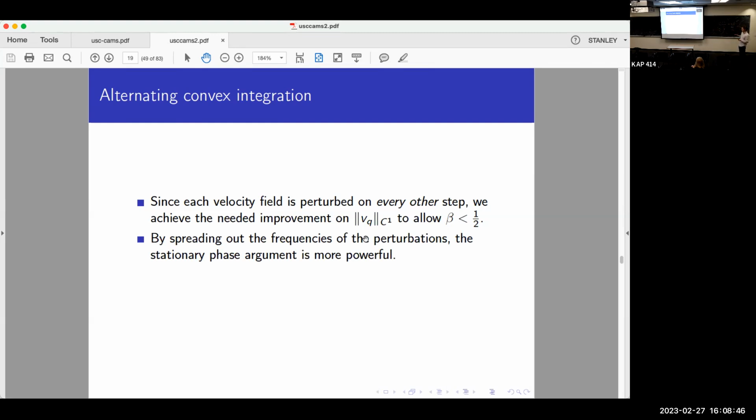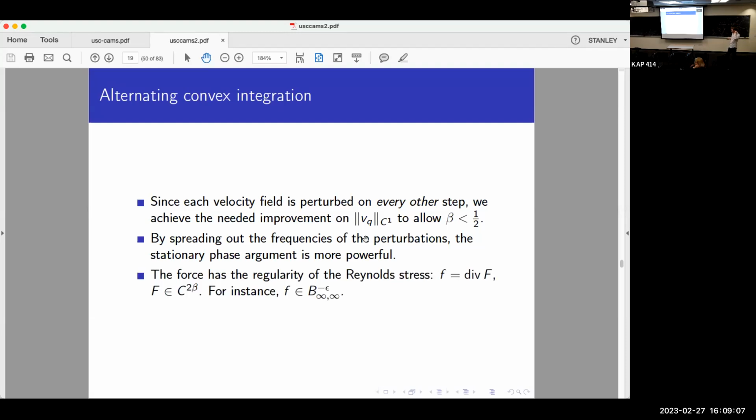The key way that you create the new Reynolds stress, as I'll describe, is by performing a stationary phase argument in order to invert the divergence. So the more spread out the frequencies are, the more powerful those stationary phase ideas are.